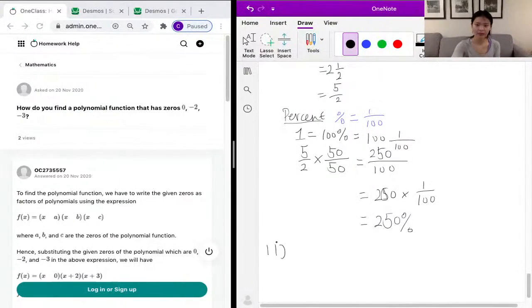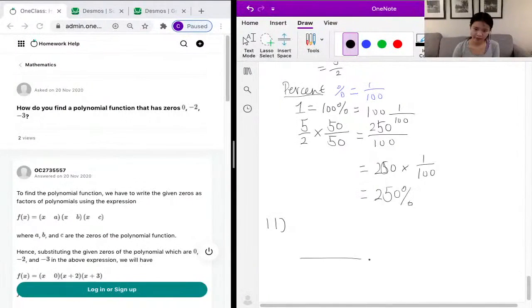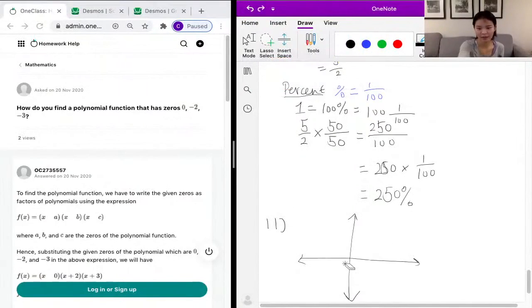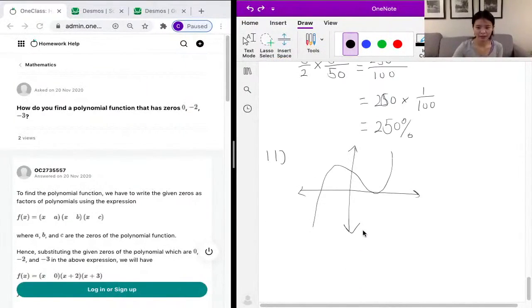Okay, so let me tell you a little bit about polynomial functions. Let me not tell you about polynomial functions. I feel like I'll tell you about polynomial functions. So first we need to understand what are zeros.